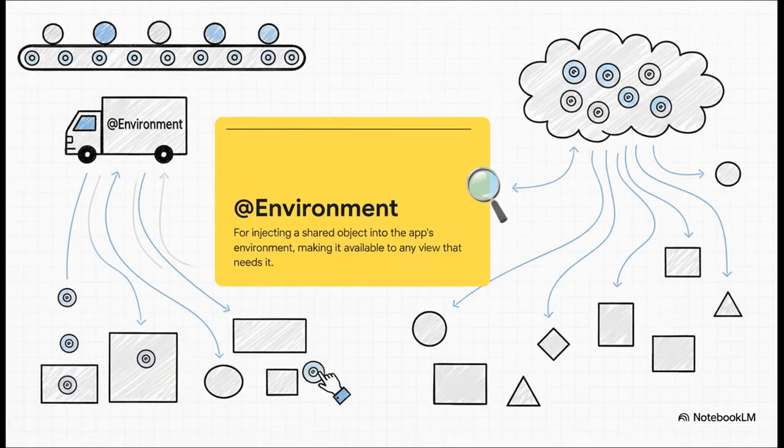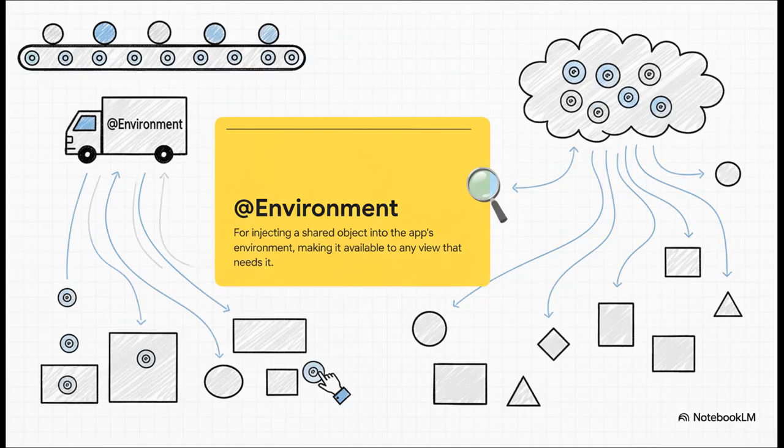Okay, so if @Observable creates the brain, how does every other part of your app get access to it? That's what @Environment is for. Think of it like a super clean, super efficient delivery system. You put your shared object into the app's environment one time at the very top, and then any view, no matter how deep it is, can just reach out and grab it. This completely gets rid of having to pass data down through 5 or 6 layers of views.